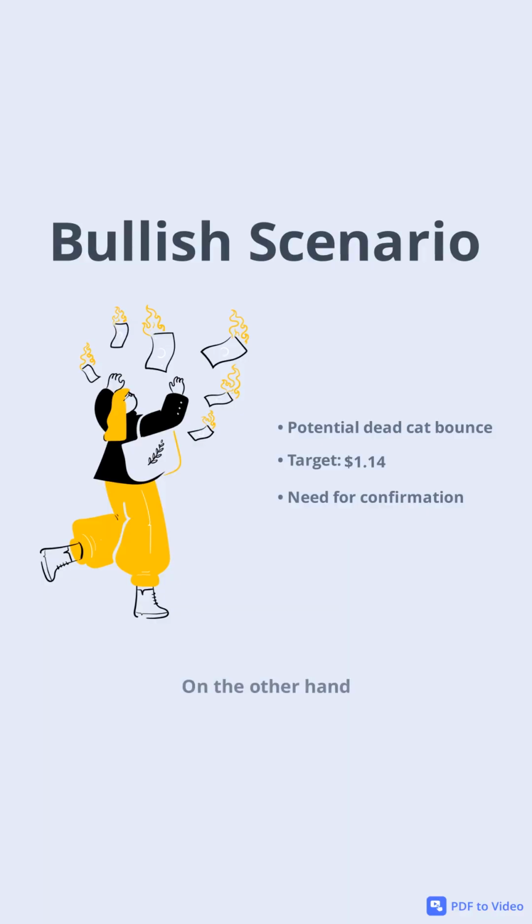On the other hand, a bullish scenario could emerge if DVLT stabilizes and buyers step in. Aggressive traders might look for a dead cat bounce due to the oversold stochastic and high-volume capitulation, targeting a retest of $1.14.